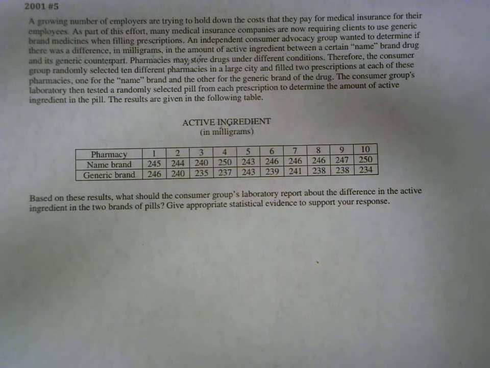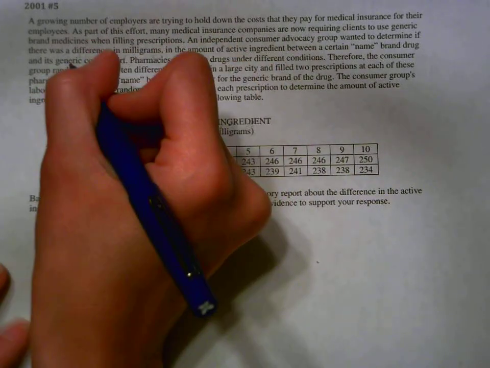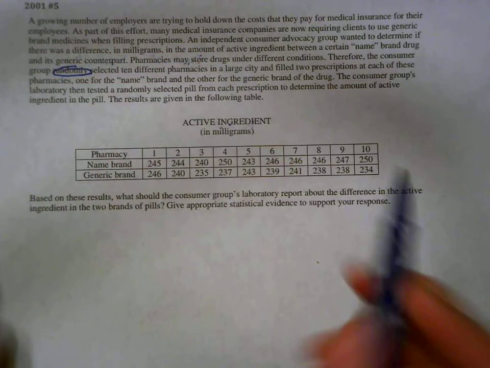In this video, we're going to do the last free response for Chapter 9 and 10, labeled 2001, number 5. In this problem, I will let you read this paragraph, but they're trying to test the difference between name brand and generic brand. It says that the group randomly selects, I'm going to go ahead and circle random because I know I'm going to be looking for it later.